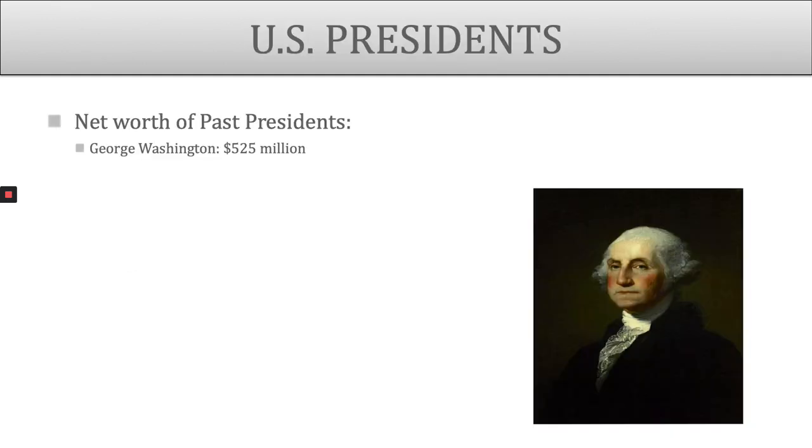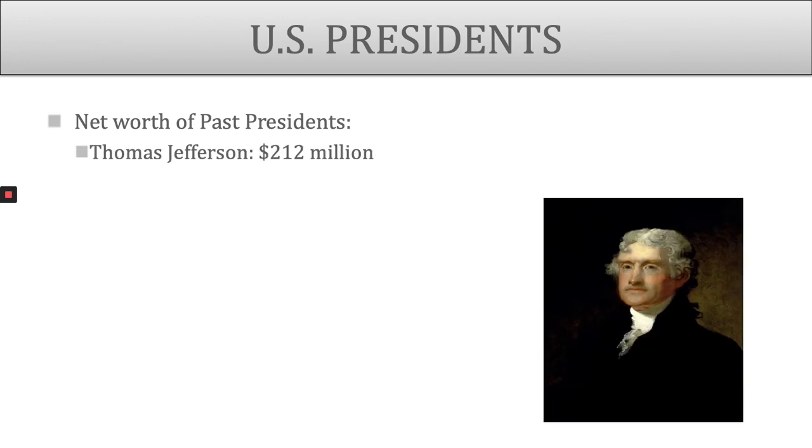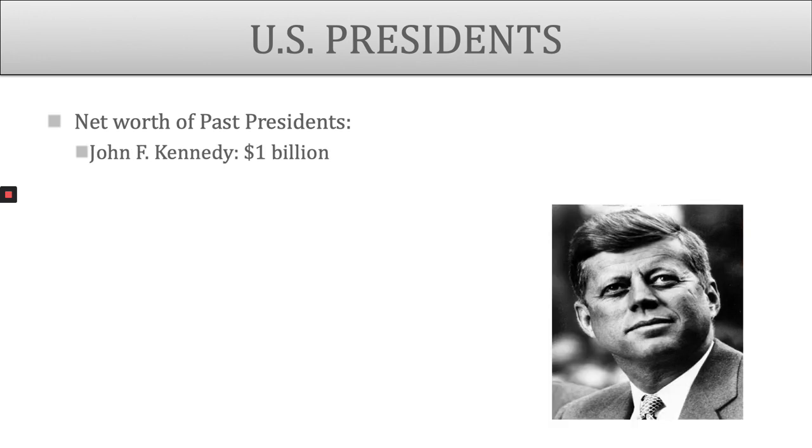So this is George Washington's net worth. This 525 million is adjusted for inflation, so that would be in contemporary dollars, but that's what he would be worth today if we were to adjust it for inflation. Let's take a look at some other presidents. Thomas Jefferson had a net worth of 212 million. John F. Kennedy had a net worth of $1 billion.